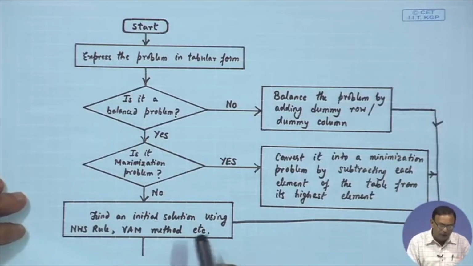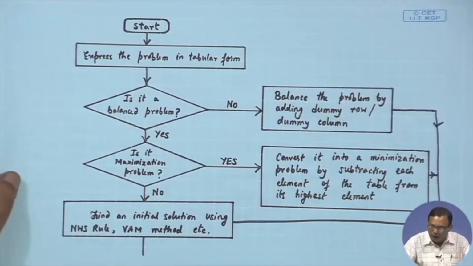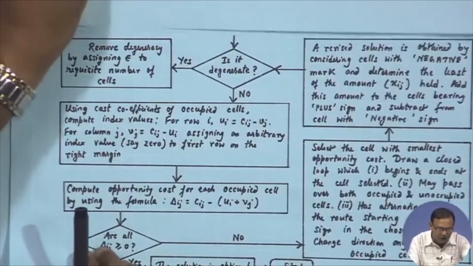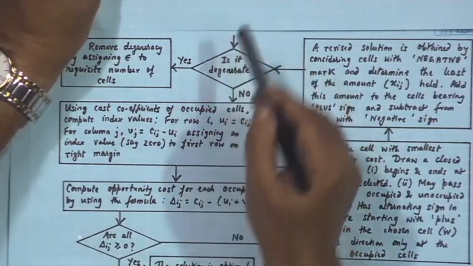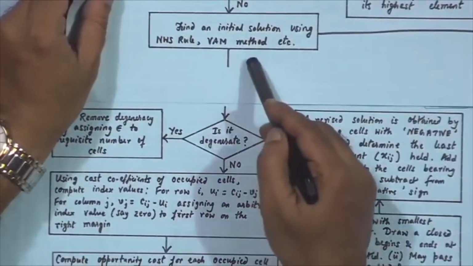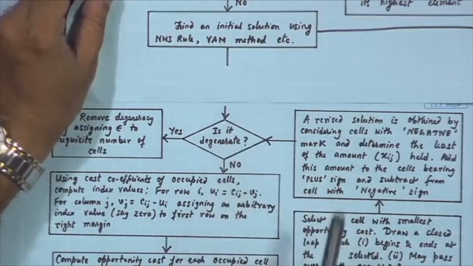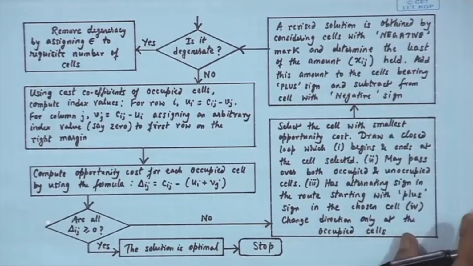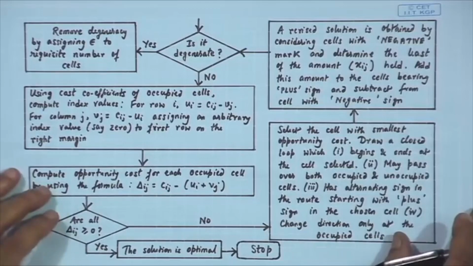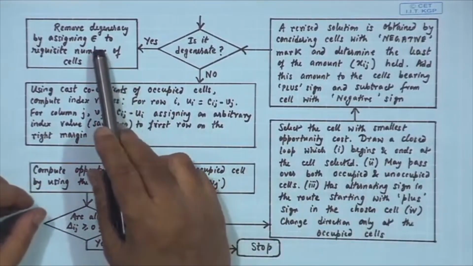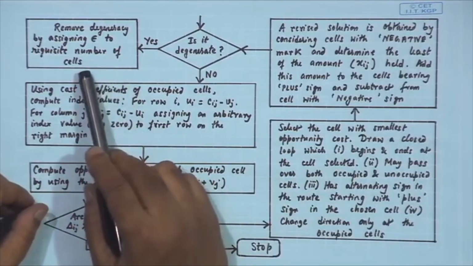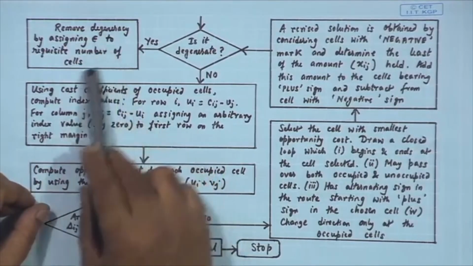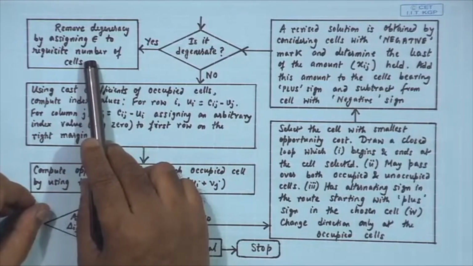Once we have obtained the initial solution using the VAM method or similar, after that we have to check, coming from this place to this place, whether it is a degenerate problem or not. If it is a degenerate problem, then remove degeneracy by assigning epsilon to the requisite number of cells. Again, we have to check how I can remove degeneracy.